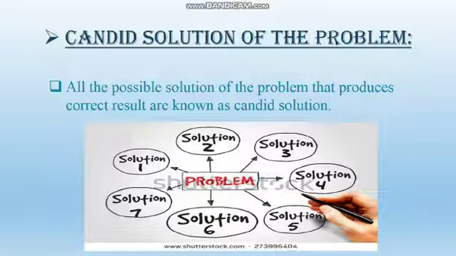It means that the problem can be solved with different solutions, solution 1, solution 2, with different methods, solution 3, solution 4, 5, 6, 7. You can solve your problem with different methods and different solutions. So all the possible methods through which you can solve your problem are known as candid solutions. So candid solutions are all the possible solutions for your problem.